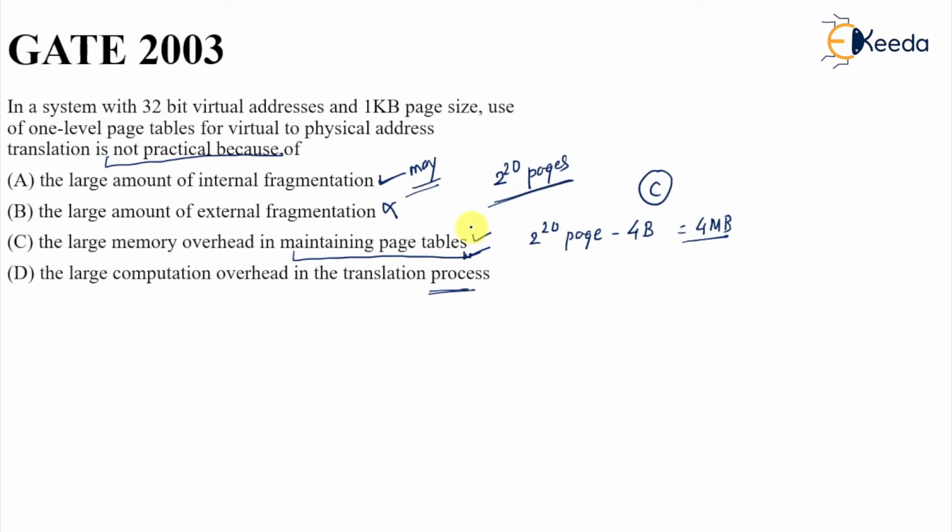With a 1 kilobyte page size, I require 10 bits for the offset, and the remaining 22 bits are for the page number, which leaves 2 to the power 22 page table entries, even larger. Sorry, wrong calculation earlier.